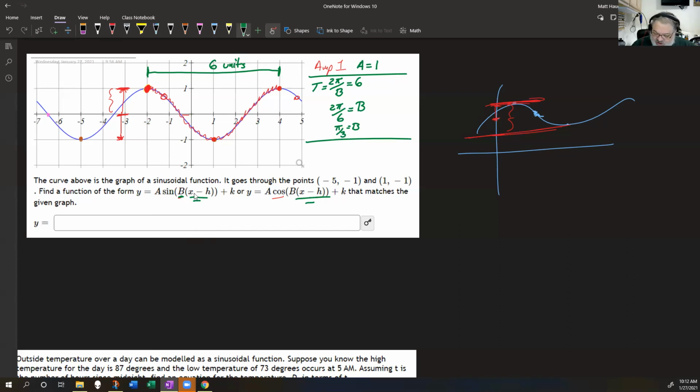So that H is going to be our start location, our amount of phase shift. That amount of phase shift is -2. We're back by 2. So that's going to make that H a -2. Do be careful. That X minus H is going to turn into an X minus -2, so it's going to turn into an X plus 2. Of course, it's going to do it over here in our cosine version.